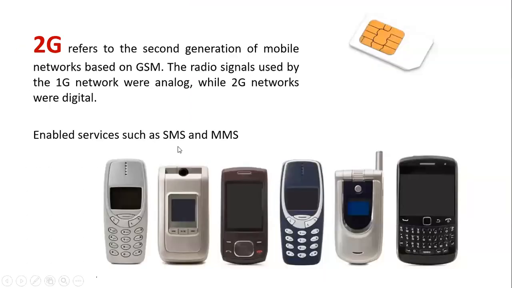So this is the second generation. The SIM card was introduced in this second generation, and it refers to the second generation of mobile networks based on GSM. Radio signals used by 1G networks were analog while 2G networks were digital. So using these SIM cards, they were able to use digital communication, right?